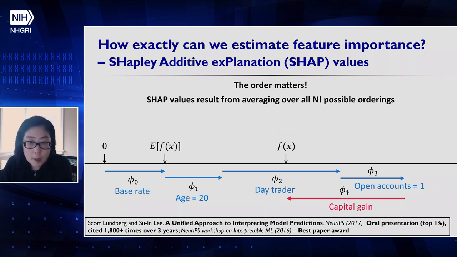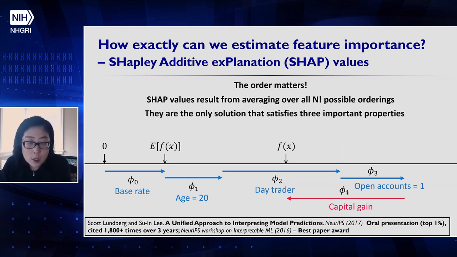it tries to consider all possible orderings and then average these attributions over all n factorial possible orderings. And then we showed in our paper that it's the only solution which maintains three important properties. And these properties make any comparison among features in terms of their importance values meaningful.